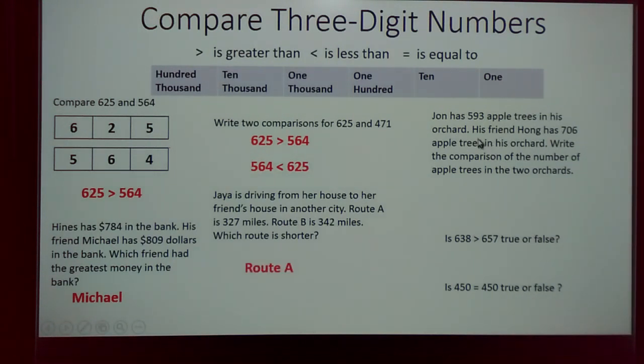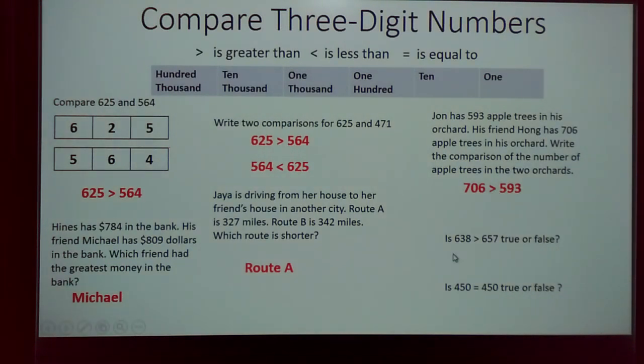Now let's look at John. John has 593 apple trees in his orchard. His friend Hong has 706 apple trees in his orchard. Write the comparison of the number of apple trees in the two orchards. Well, we know that 706 is larger than 593, so your comparison answer should be 706 is greater than 593. Remember, the mouth always goes towards the largest number.